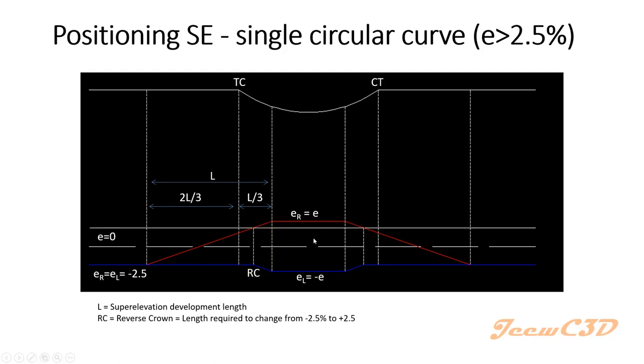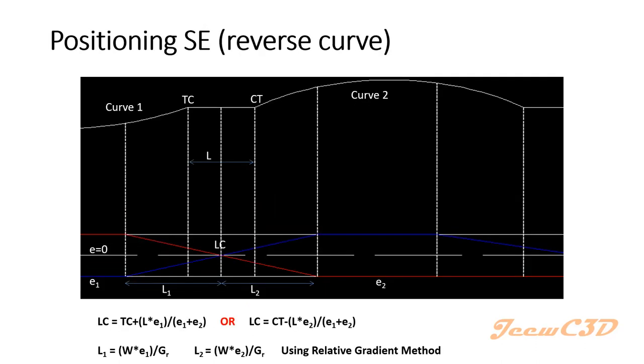If you remember the last example, this value should be plus 5 and minus 5 according to that example. So your development length should be divided according to the single circular curve. So this is how to develop super elevation development length in a reverse curve.